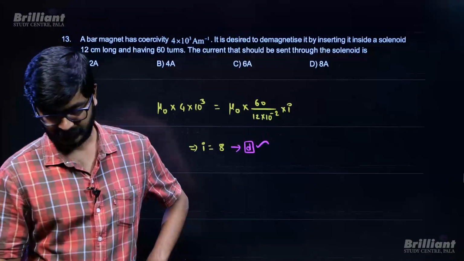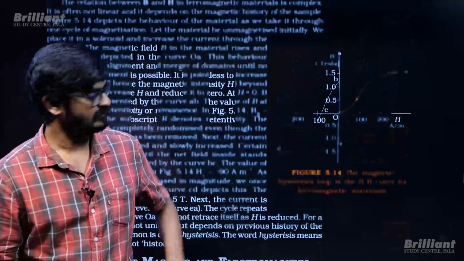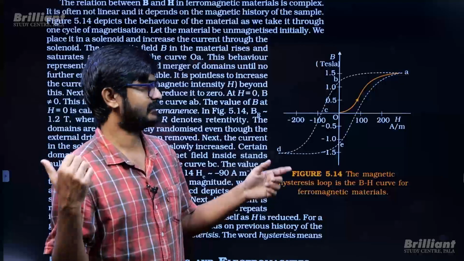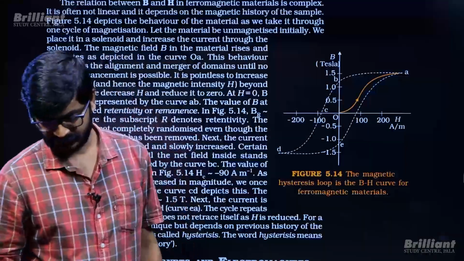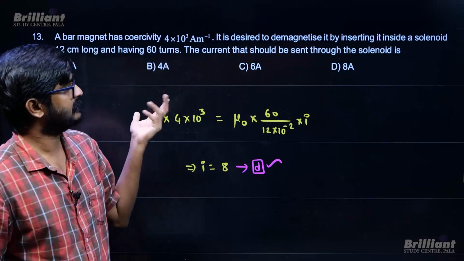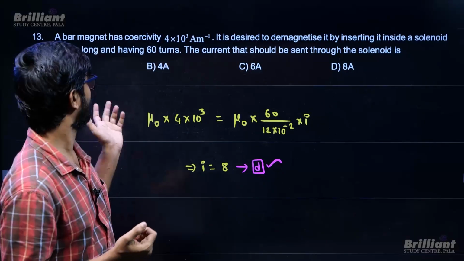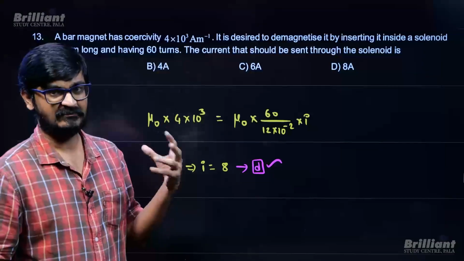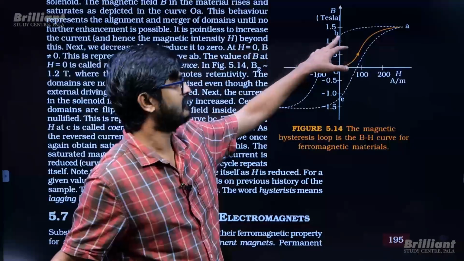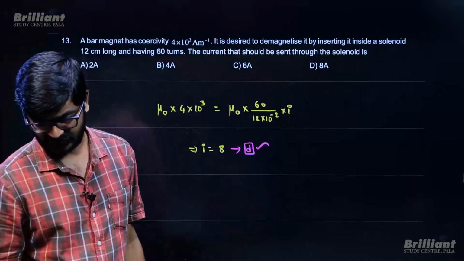So we'll see a couple of questions. A bar magnet has coercivity. So basically, what is coercivity? It is how much extra Ni you need to apply such that the magnetic field is going to become 0. A bar magnet has coercivity. It is decided to demagnetize it by inserting it inside a solenoid. So basically, you have some ferromagnet which has this magnetic field. You need to make it 0 by applying current, creating magnetic field in the opposite direction.